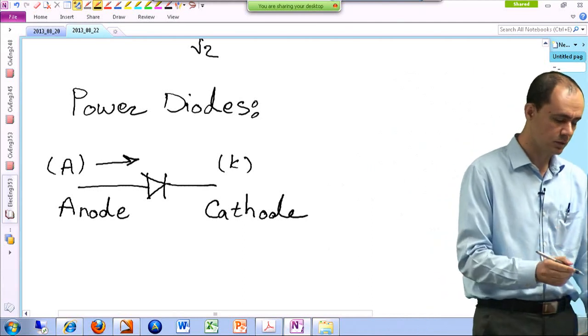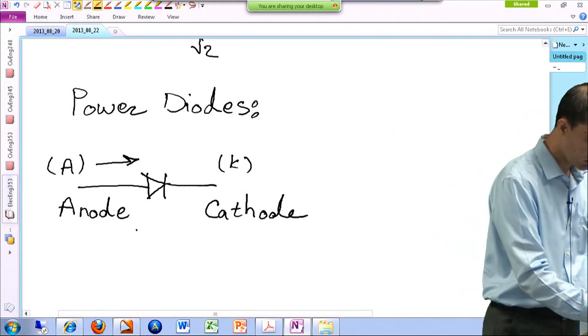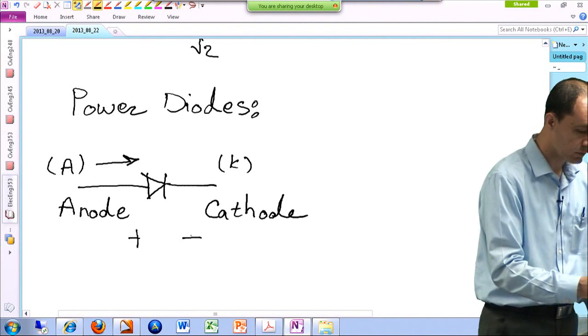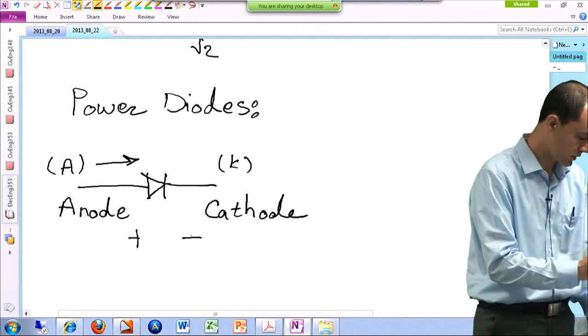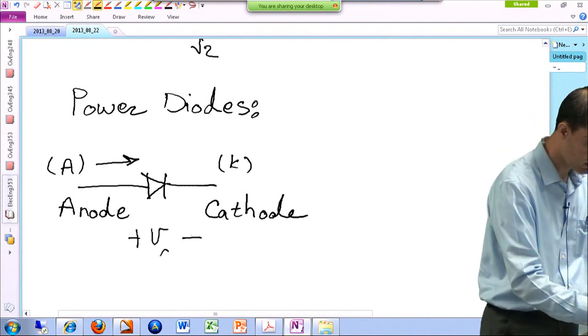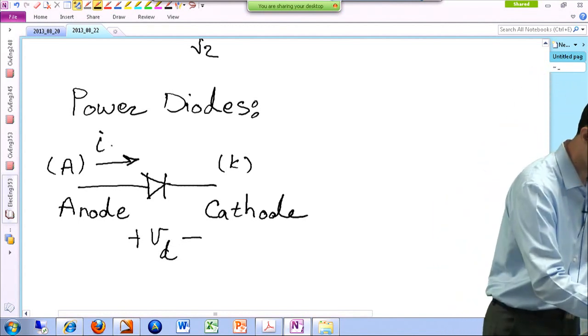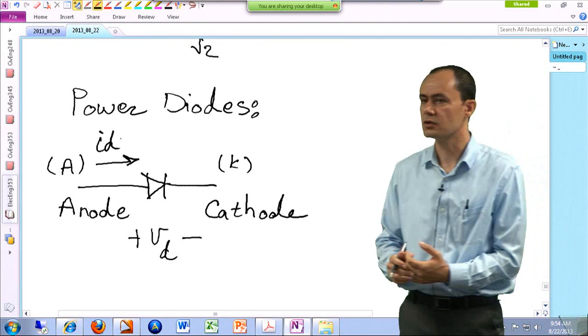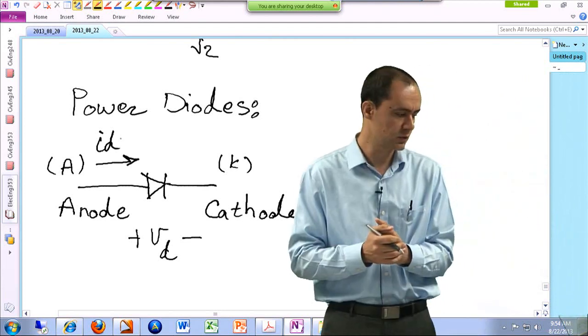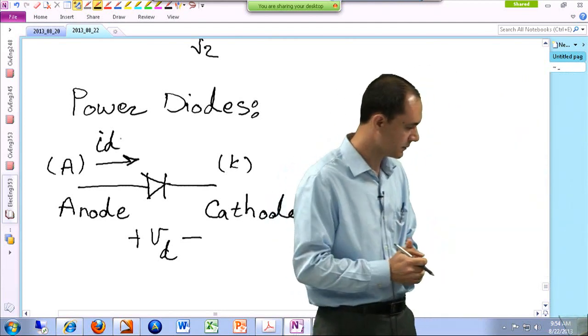And also, if you're talking about the voltage drop across a diode, it should be the voltage of anode with respect to cathode. So the positive side of this voltage measurement is on the anode side, and the negative side is on the cathode side. So please remember this definition. Sometimes it gets confusing because the students do some weird stuff.